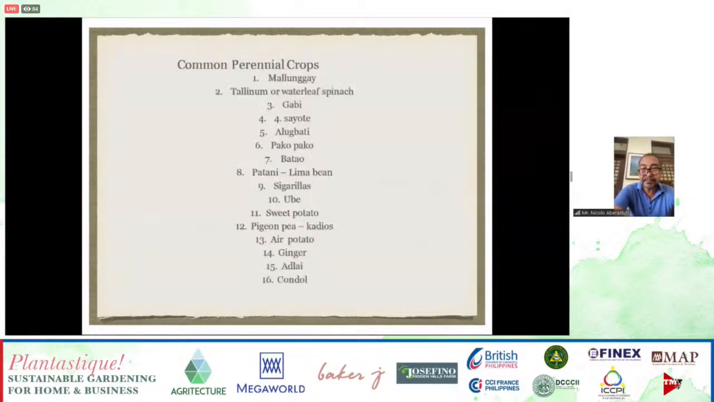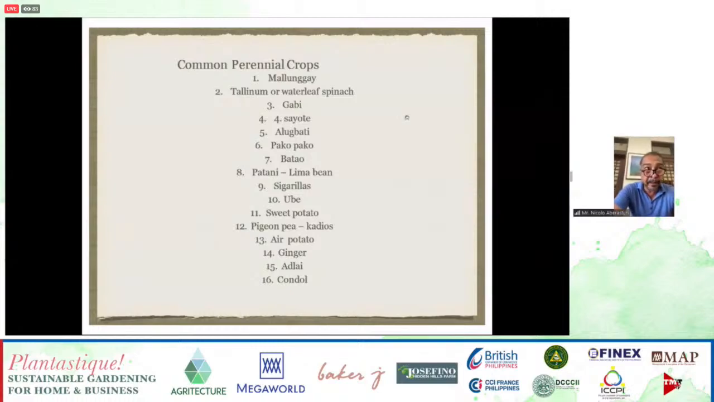Next slide, please. So these are some tropical perennial crops that we have. Number one is malunggay. You plant it one time. Once it starts to give you leaves, it will constantly give you something every week on a regular basis. You don't have to plant it again.